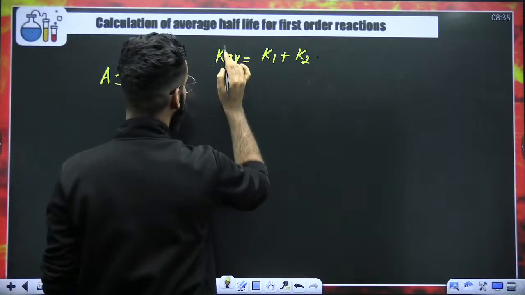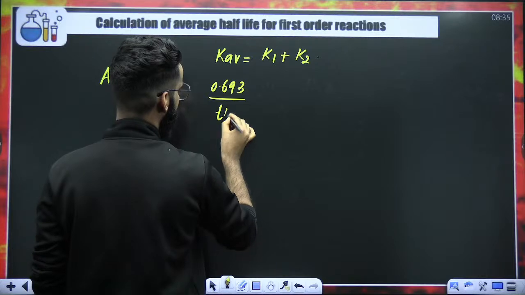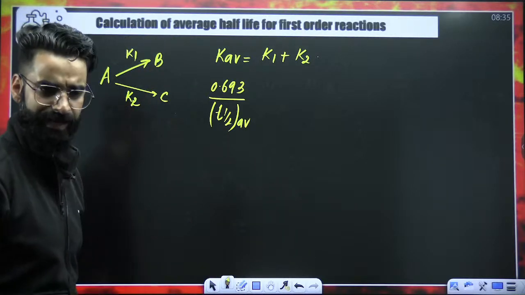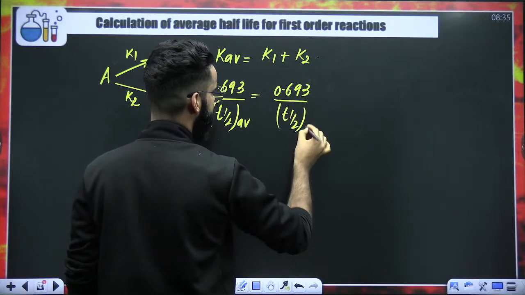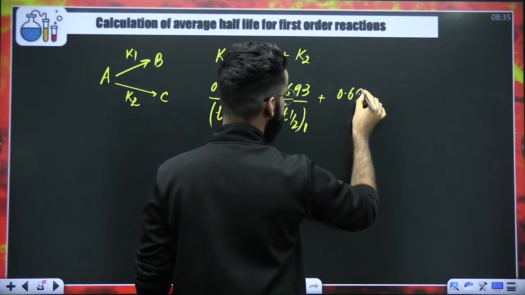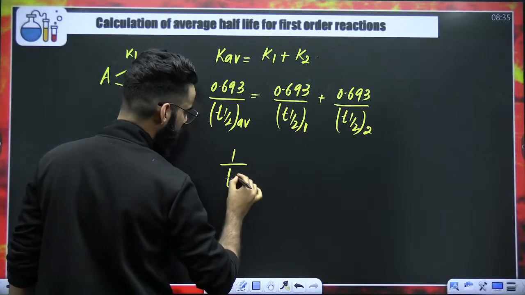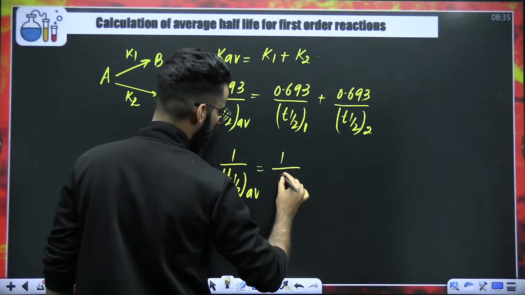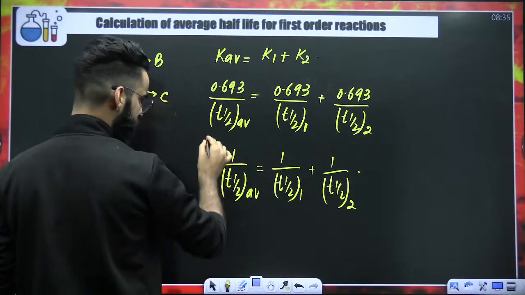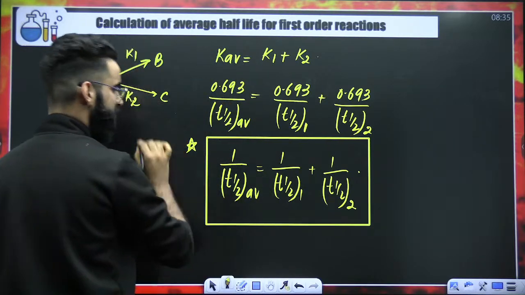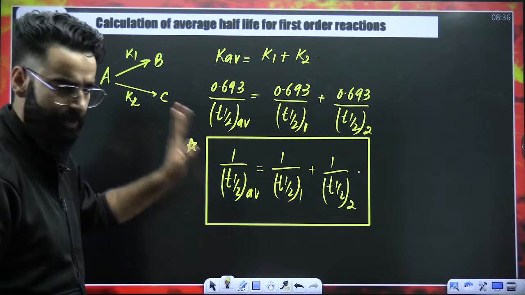Now, my dear students, can I write the average rate constant as 0.693 divided by T half average? I can write it like this. K1 can be written as 0.693 divided by the partial half-life of the first reaction, plus K2 can be written as 0.693 divided by the partial half-life of the second reaction. So 0.693 everywhere cancels. So 1 by the average half-life will be equal to 1 divided by the partial half-life of the first reaction plus 1 divided by the partial half-life of the second reaction. So this is one more expression from which a question can be asked. From this particular expression, you can calculate the average half-life.